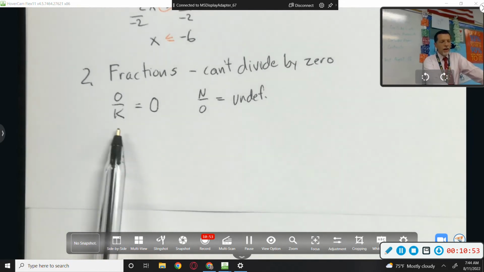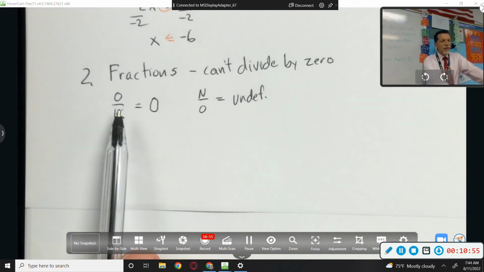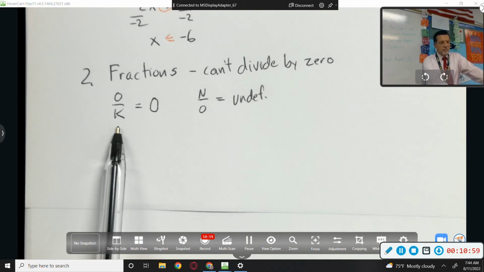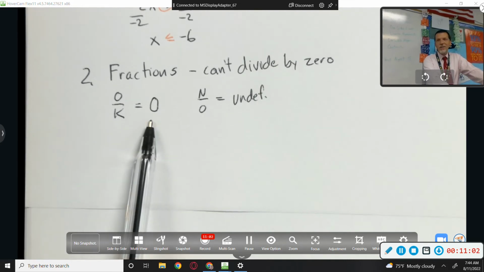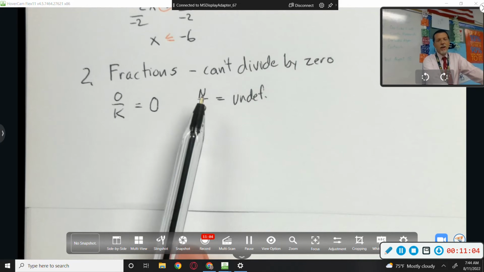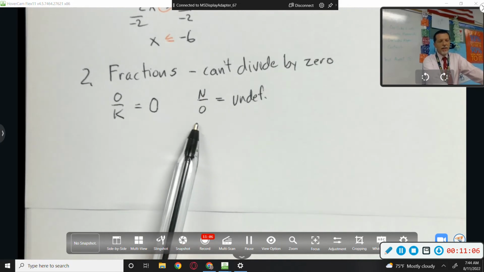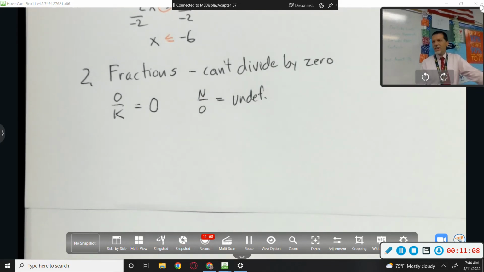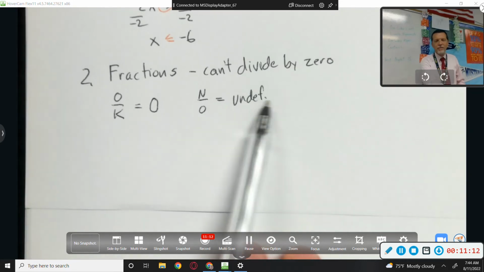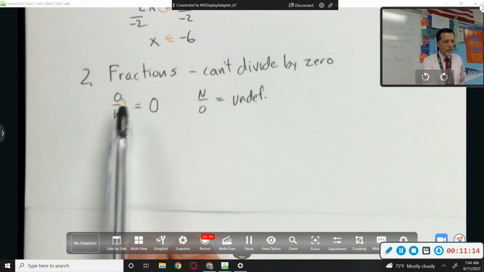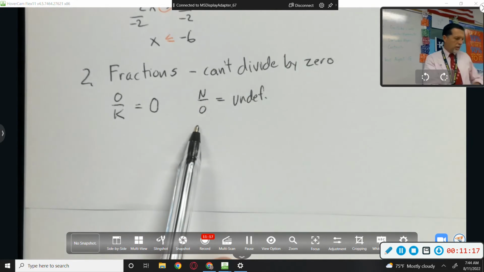Or you take it back to like a real world situation. If you have $0 and you want to divide that among your 5 friends, that's fine. Everybody gets $0. On the other hand, if you have $5 and you want to divide that among 0 friends, that doesn't really make sense. You still got the $5, but you're not allowed to divide it, so that doesn't even work. So undefined. 0 in the top, okay. 0 in the bottom is no.